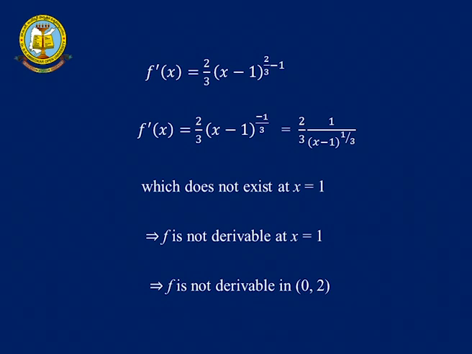So, 1 by 0 becomes infinity. So, here the f dash of x is not defined at the point x equal to 1. Here f dash of x is not defined at x equal to 1, which means f is not derivable at x equal to 1. Therefore, f is not derivable on the open interval 0 comma 2.